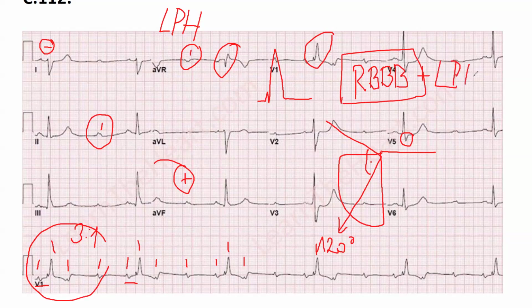What does it mean? This is bifascicular block so far. And because we do have an AV block, this is the trifascicular block. Okay.